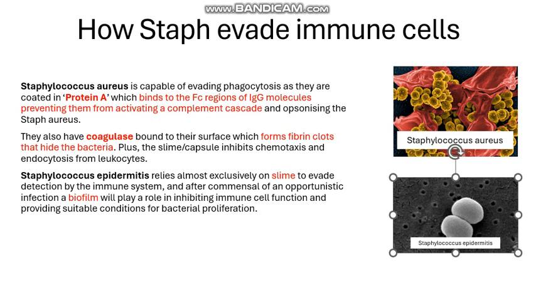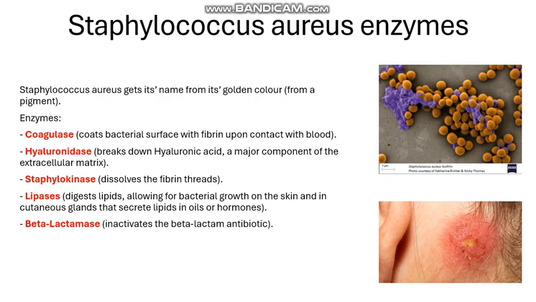And Staphylococcus epidermidis, which we find all covering our skin. And usually it's no problem, but if we get a break in the skin, which allows them to get through that barrier and enter our blood or lymphatic system, that's when we're going to get problems. So Staphylococcus aureus gets its name from its golden colour, which is a result of a pigment that it produces.